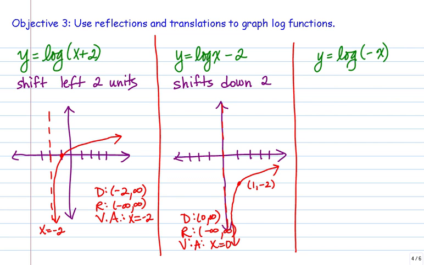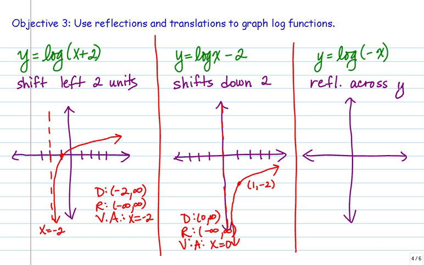Now what about y is equal to the log of negative x? Okay, involving a negative involves reflections, right? And when the x is taken to be the opposite of, that's going to be a reflection across the y-axis, right? So to reflect across the y means we're going to do the opposite of x and keep y the same. Well, that is from the original graph that we had.